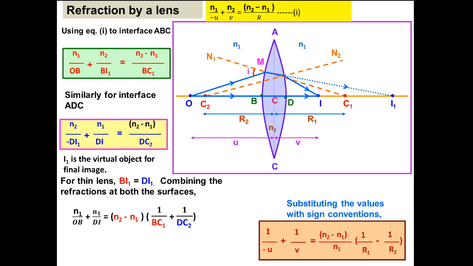Now next is refraction by a lens. Just as we have seen this equation for refraction through a surface, N1 by minus u plus N2 by v equals (N2 minus N1) by R. So for this interface ABC, we get N1 by OB plus N2 by BI1, because for this interface the light is refracted, so this is I1.